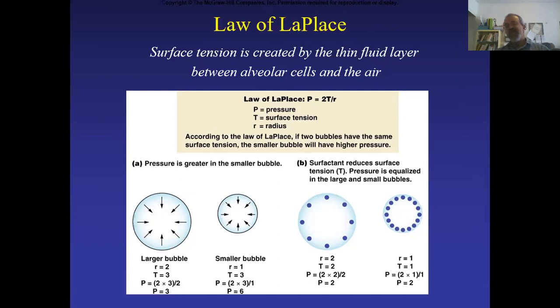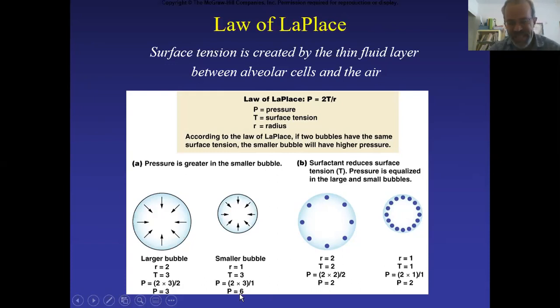What does that mean? That basically means it has a much greater effect. On what it has a greater effect is that it reduces surface tension to a greater degree in smaller alveoli. So if we take a look here, if here we have our alveoli with the radius of 2, that surfactant has reduced the surface tension from 3 to 2, which is great. So now we have a pressure of 2.